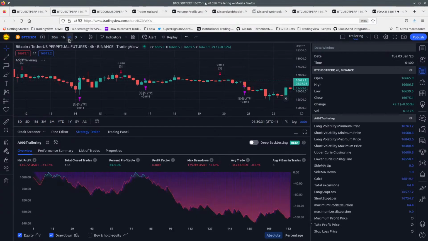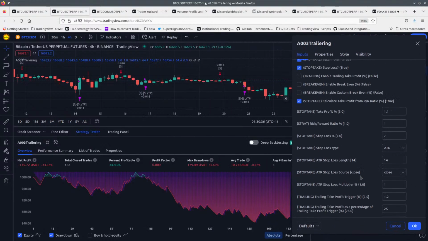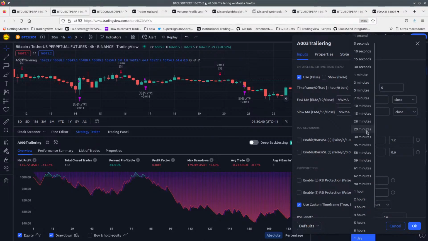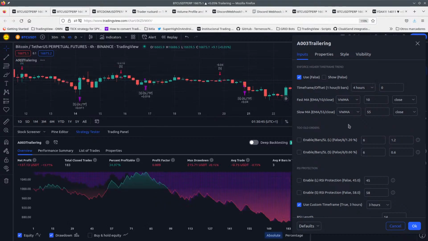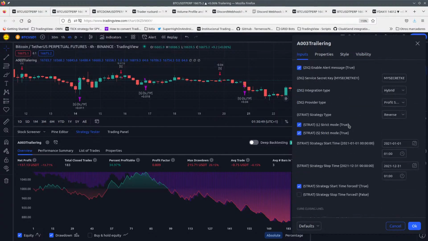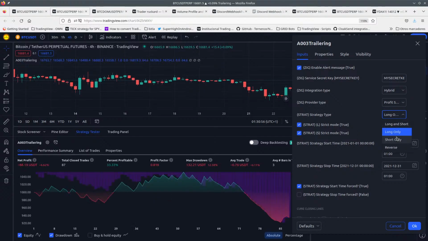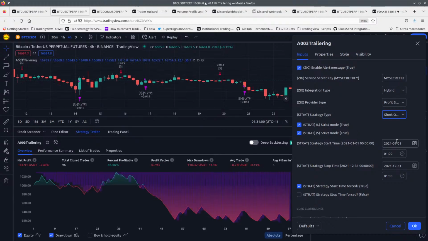What about this thing? What about choosing 4 hours instead of 1 day for this? Is it any better? Yes, it is. But, you know, long only, short only. It's even better, worse, I guess.